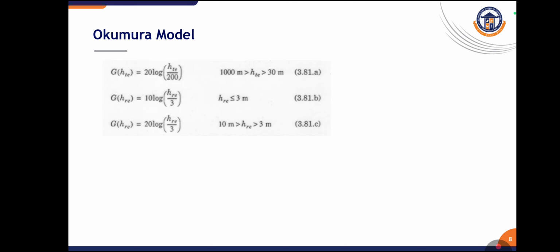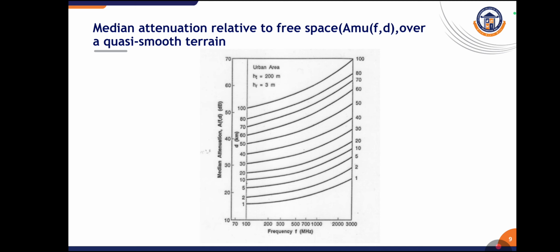But for the height range of 1000 meters to 30 meters, the formula is 20 log HTE divided by 200, and for a height less than or equal to 3 meters, the formula is 10 log HRE divided by 3, and for heights from 10 meters to 3 meters, we can obtain GHRE equal to 20 log HRE divided by 3. So this is the formula for determining GHTE.